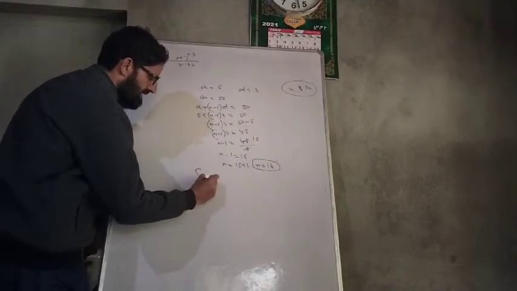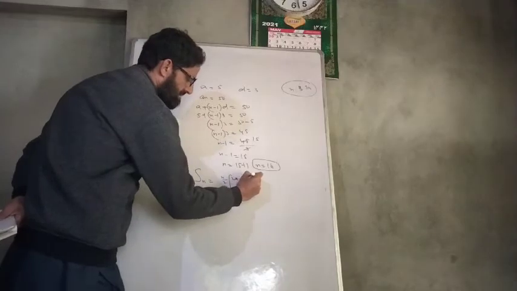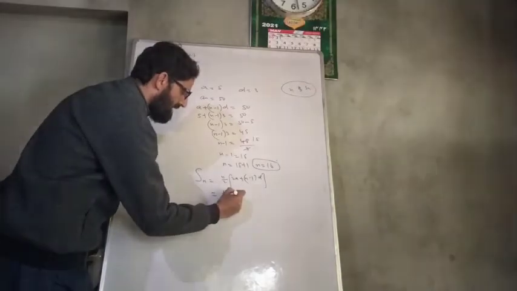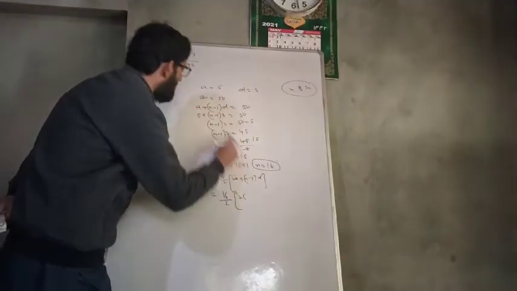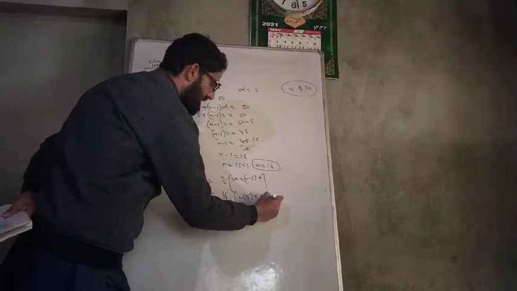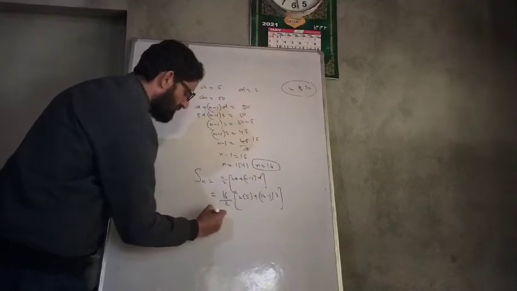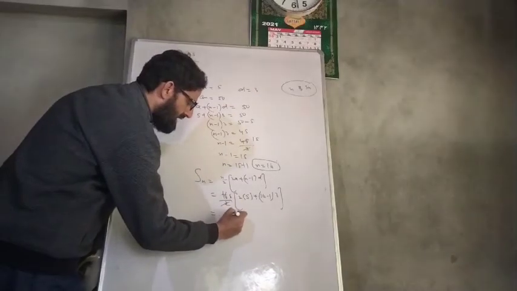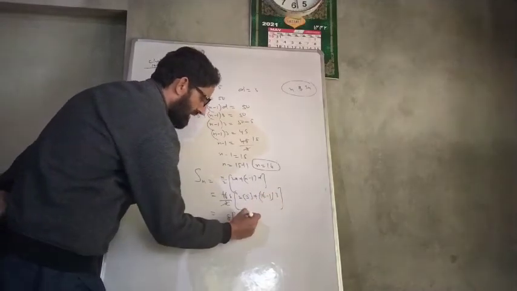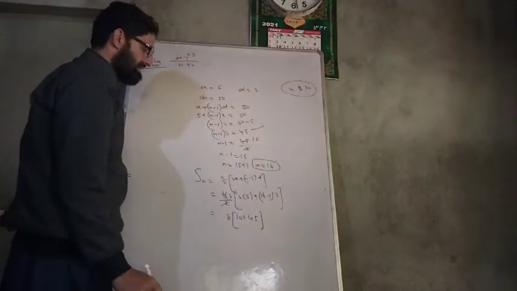Sn is equal to n by 2 into 2a plus n minus 1 into d. What is our n? n is 16, divided by 2, into 2a, where a is 5, plus 16 minus 1 into d. What is our d? d is 3. So 16 divided by 2 is 8, into 2 fives are 10, plus 15, and 15 threes are 45. So n minus 1 into d is 45.